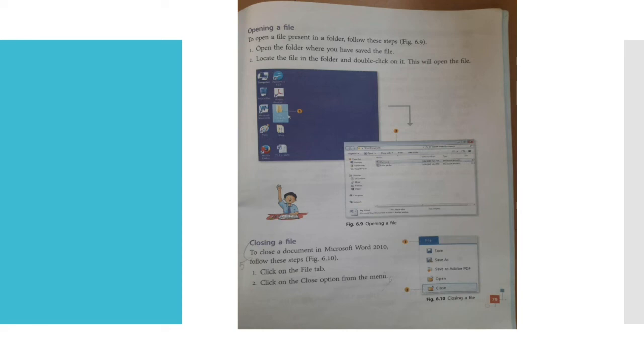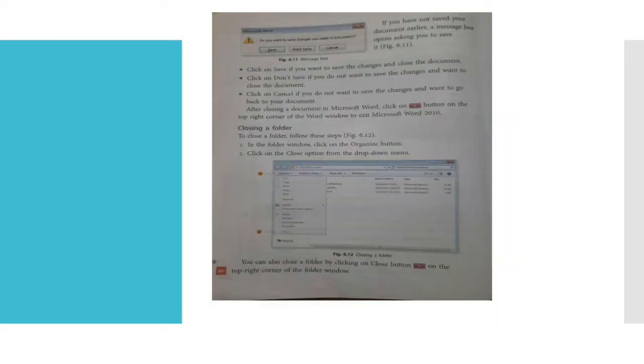Now closing a file. We want to close it. To close a document in Microsoft Word 2010, follow these steps. Click on the File tab. Click on the Close option from the menu. So in this way you can close a file. Now we'll go to next page 80.